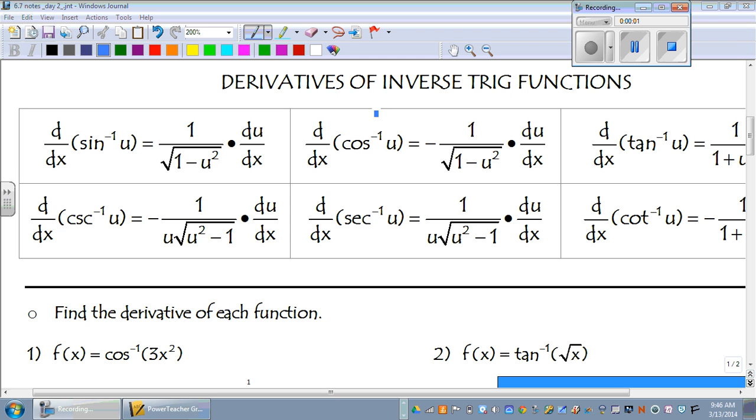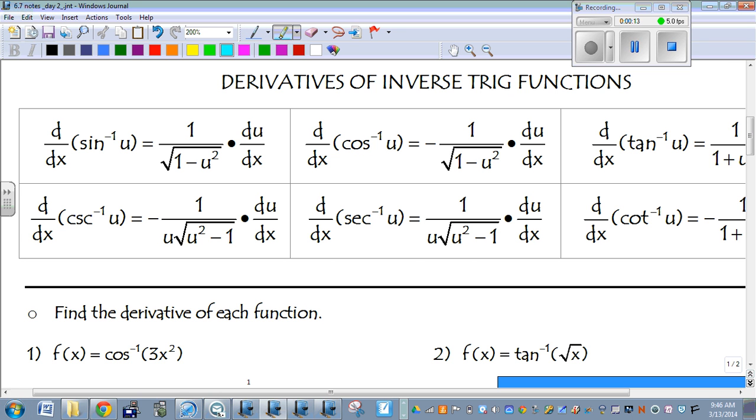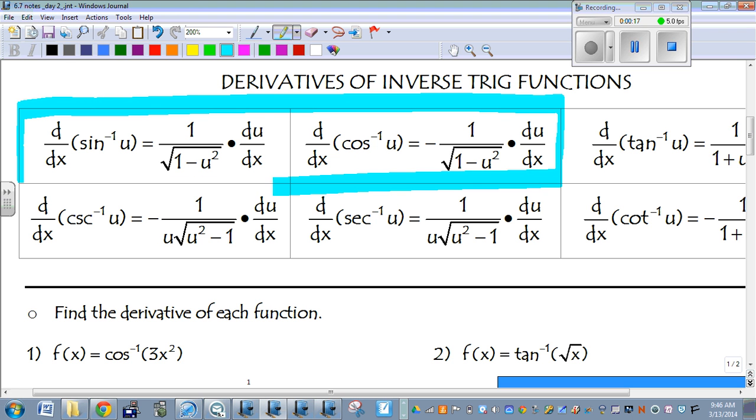I told you earlier in the chapter you're going to have a lot of formulas to remember. We've got 6 more added to the list. Although 6 sounds like a lot and they look kind of ugly, it's not as bad as it looks, because really you can get away with remembering 3. If you look at inverse sine and inverse cosine, they're the same except for a negative.